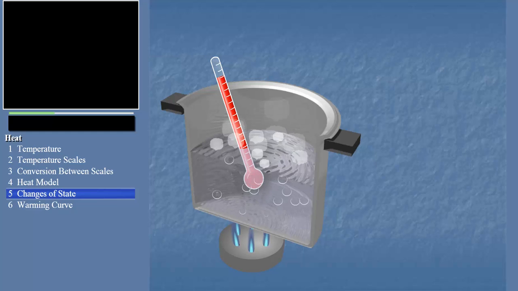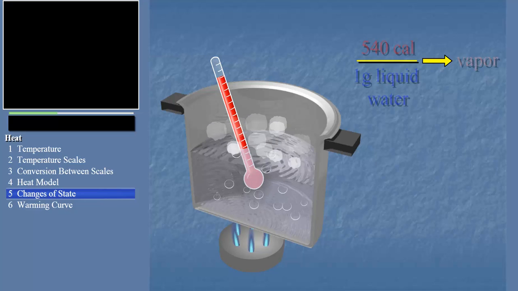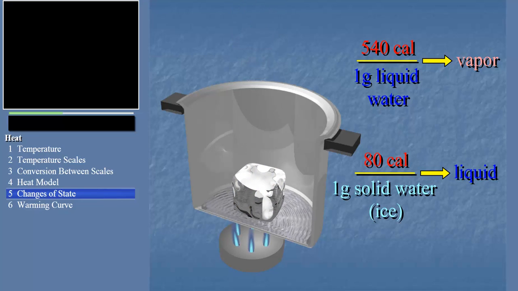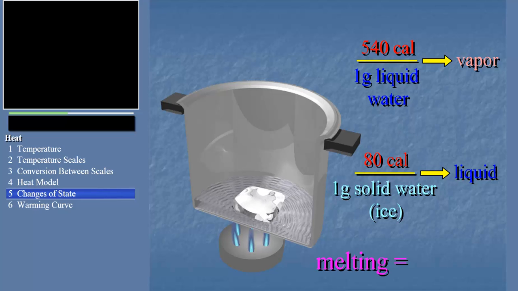It always takes the same amount of heat to boil a gram of liquid water, 540 calories to be exact. And it takes 80 calories to melt 1 gram of solid water, which of course most people call ice. Every substance has its own unique heats of vaporization and melting. Oh, and by the way, melting is technically called fusion.